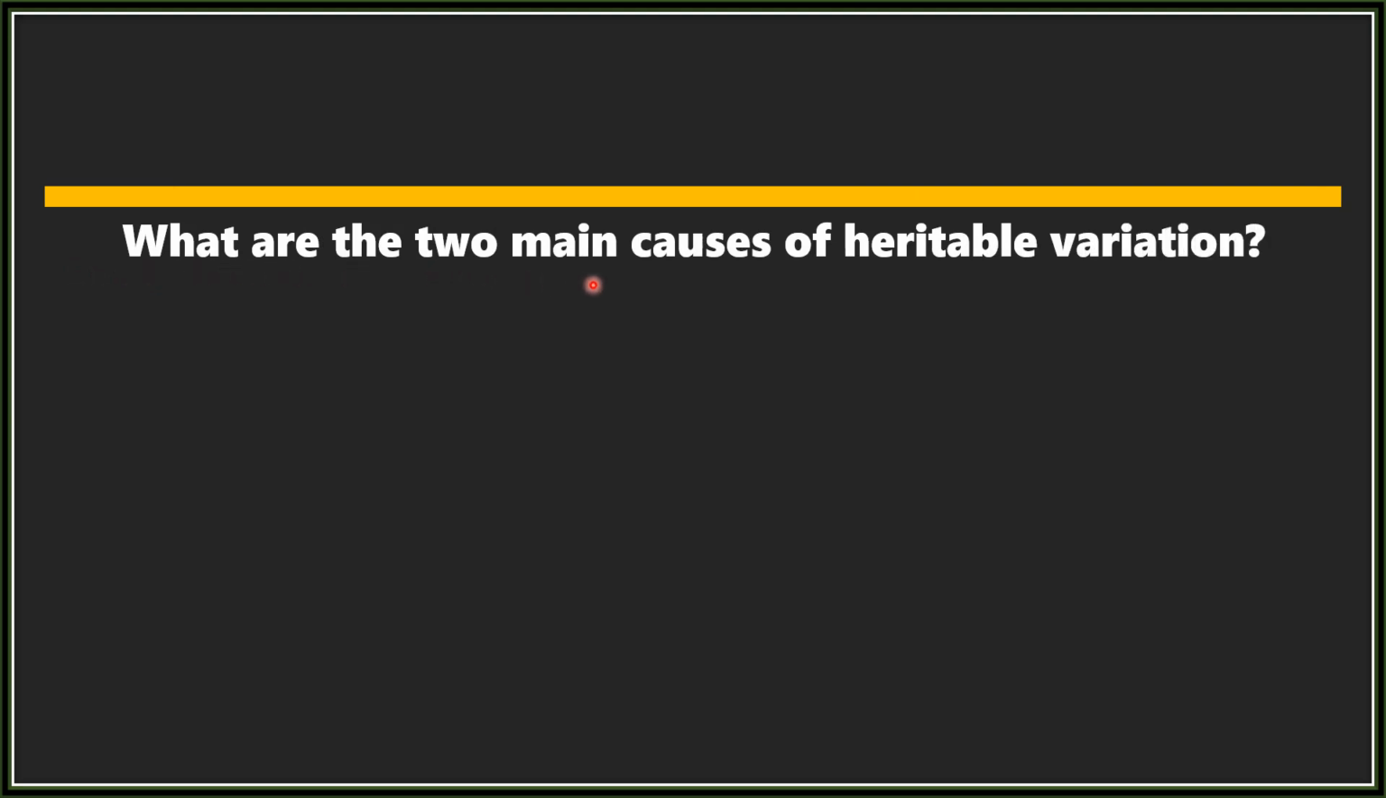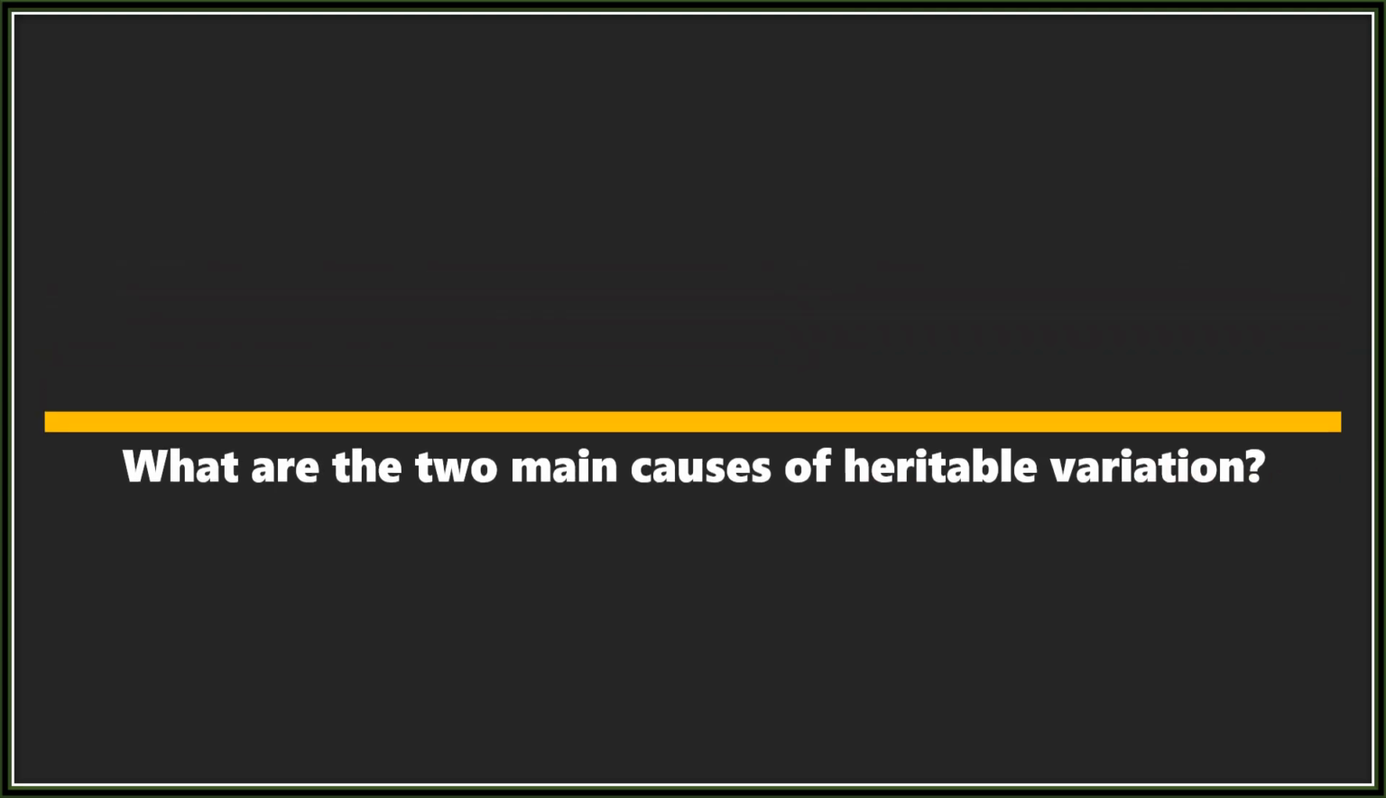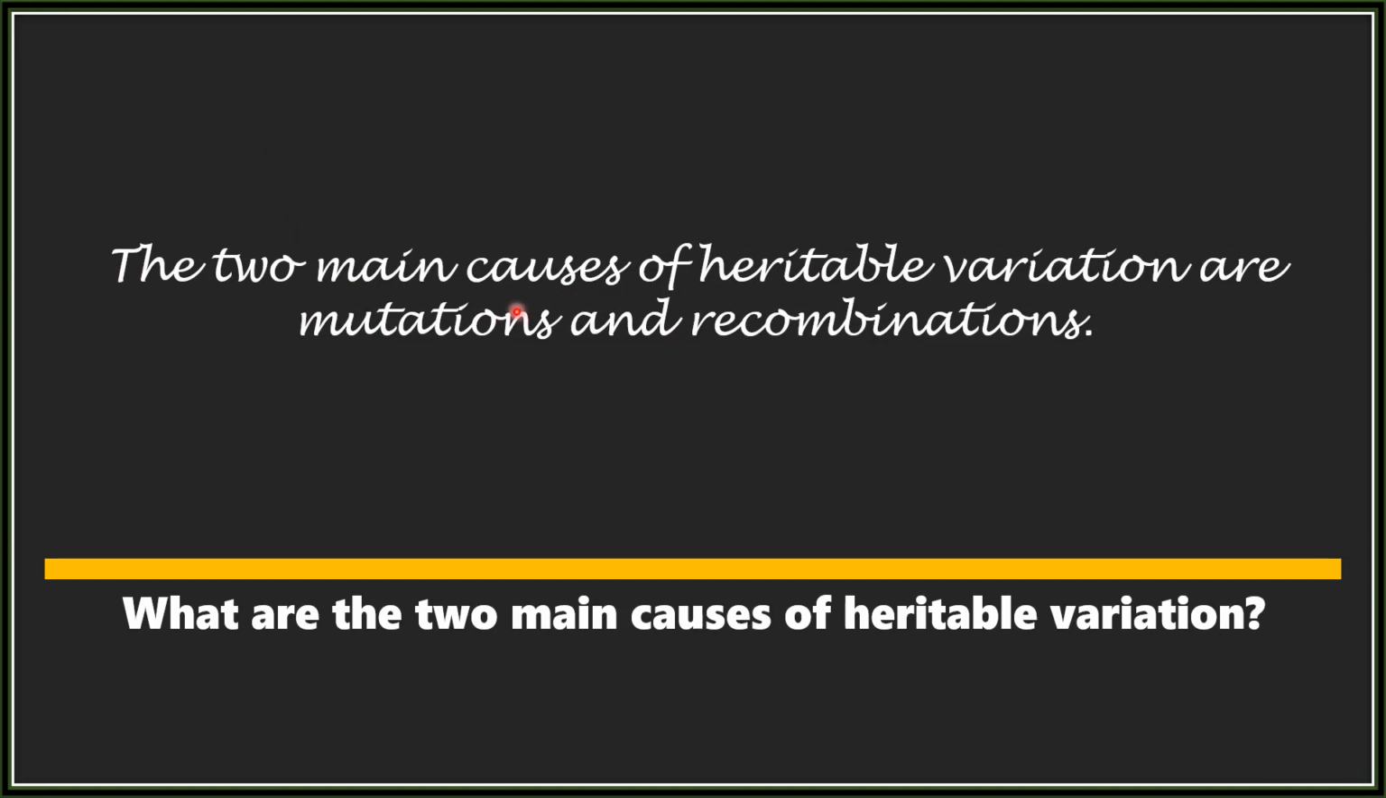What are the two main causes of heritable variation? The two main causes of heritable variation are mutations and recombinations.